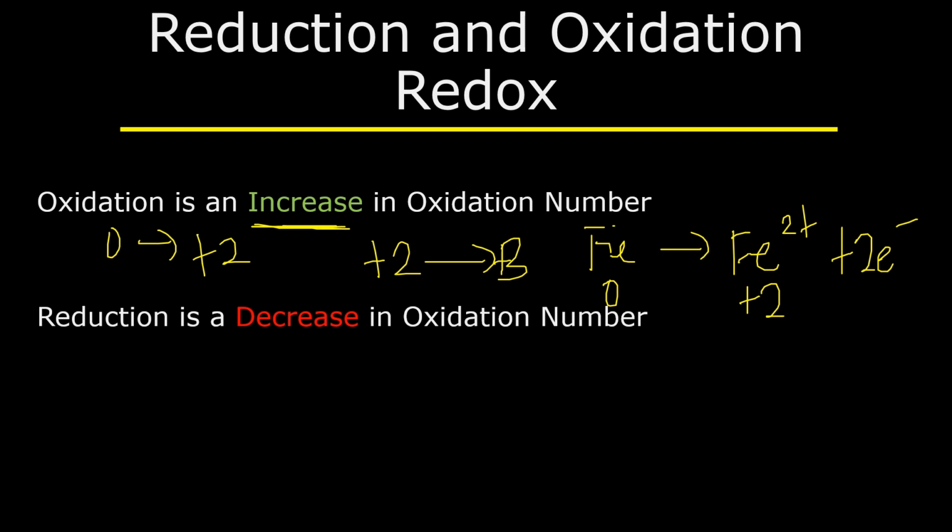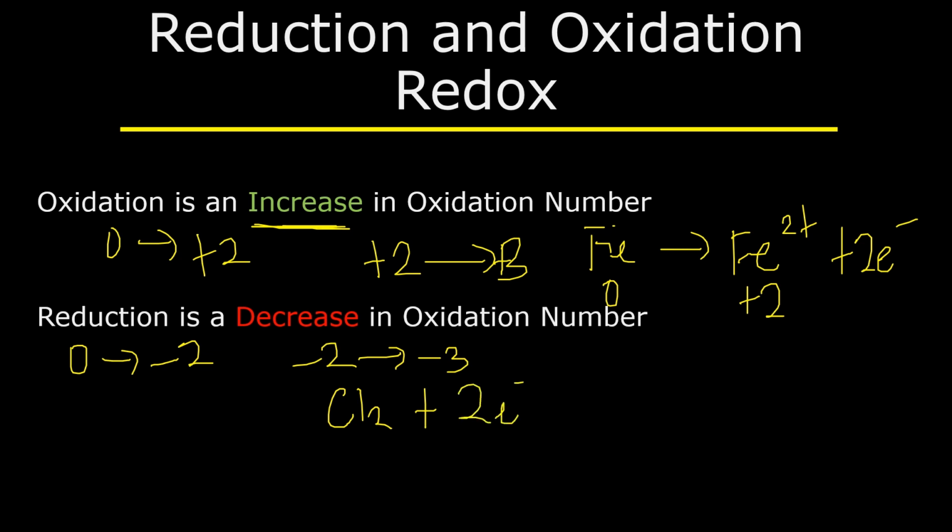And then reduction is talking about a decrease in the oxidation number or the oxidation state. So an example of this is if I go from 0 to -2 or from -2 to -3. So it's getting more negative. So in this case, I'll end up going through a reduction or a decrease in the oxidation number. An example of this is if I have chlorine gas, and then that one gains 2 electrons, and then I end up getting 2 chloride ions.